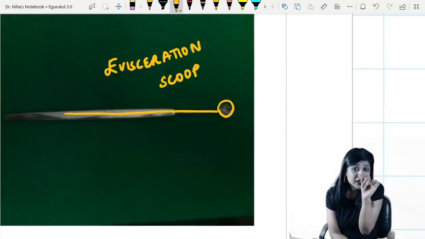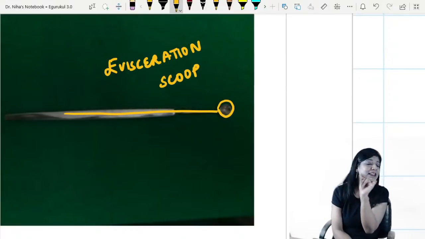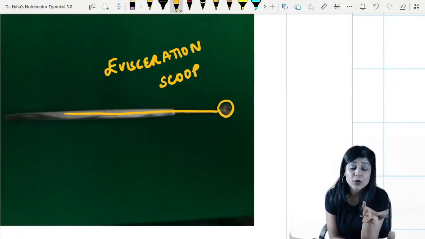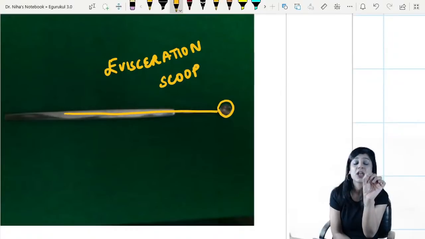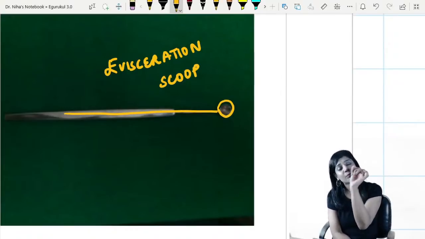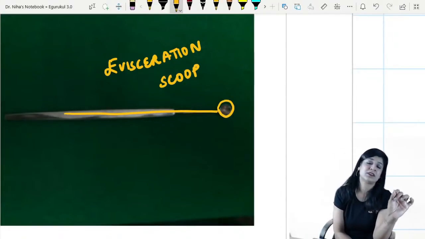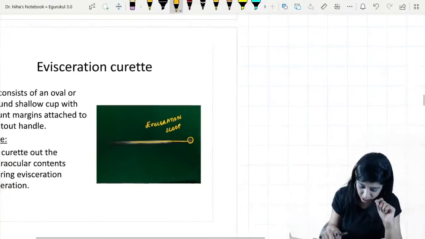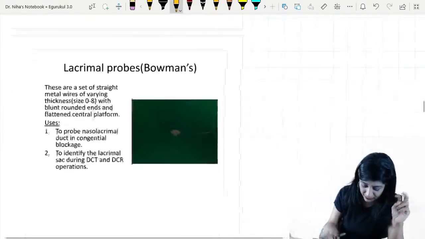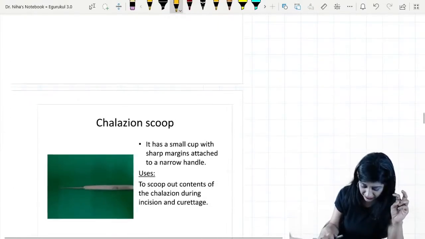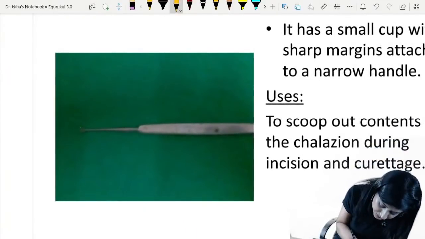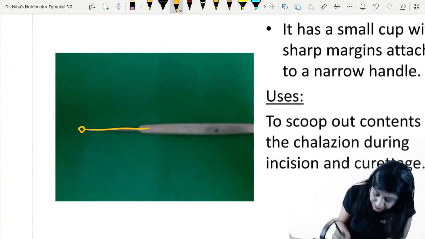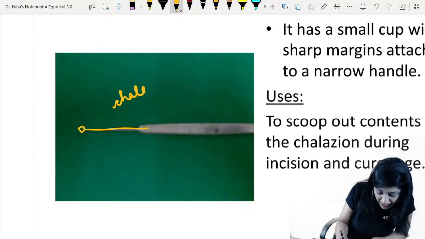A much smaller scoop is also there, and that is a Calazion scoop. Ab difference bhi to dekho, ek taraf you have an eyeball of 24 mm and then we have a small Calazion. So Calazion ke liye we have a small scoop and evisceration ke liye we have got a large one. So that is their probe. You have seen punctum dilator, we have seen, see this, a much smaller one like this. Then this is your Calazion scoop.